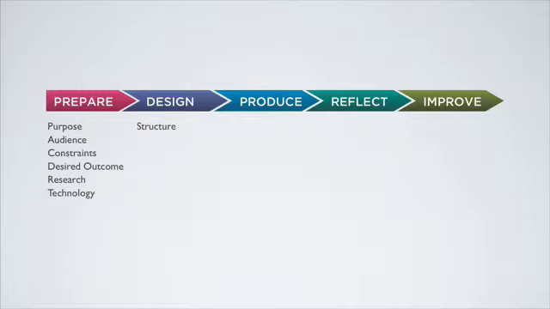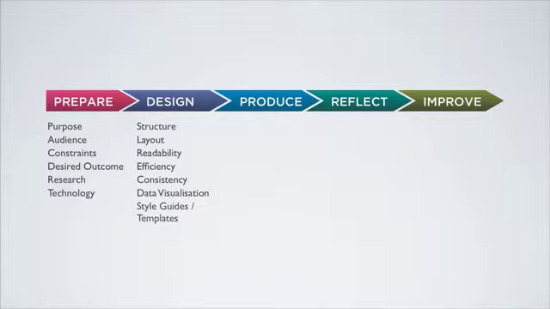In the design stage, we'll be looking at structure. We'll be looking at the layout of our documents. We'll be making sure that we look at the readability and how we can aid in making documents more readable through appearance. We'll look at efficiency of our designs. We'll look for consistency. This may be using things such as templates. And we'll look at how we can visualize data. And then there may be style guides or templates that are dictated by organizational policy.